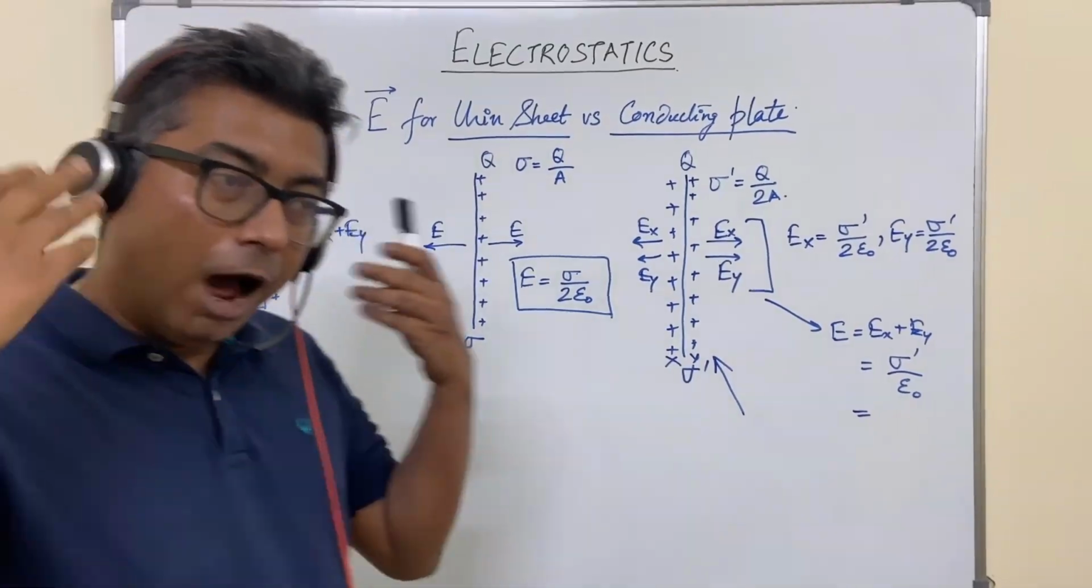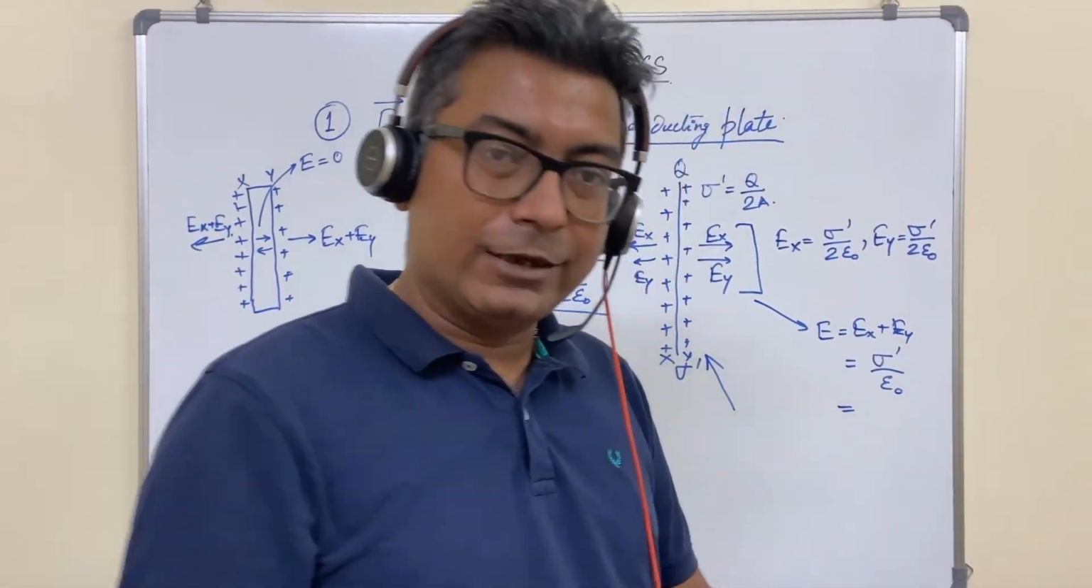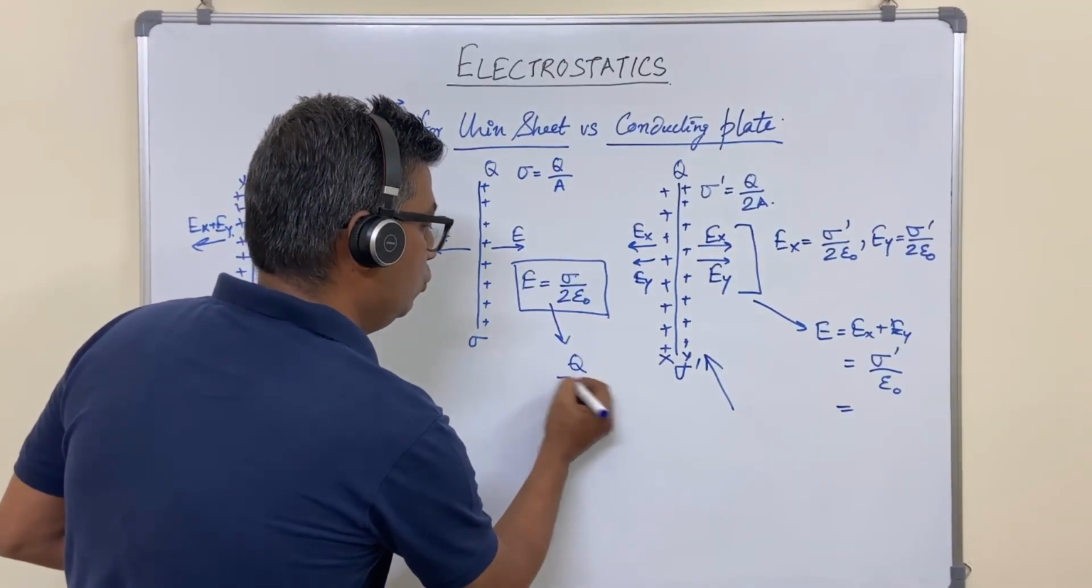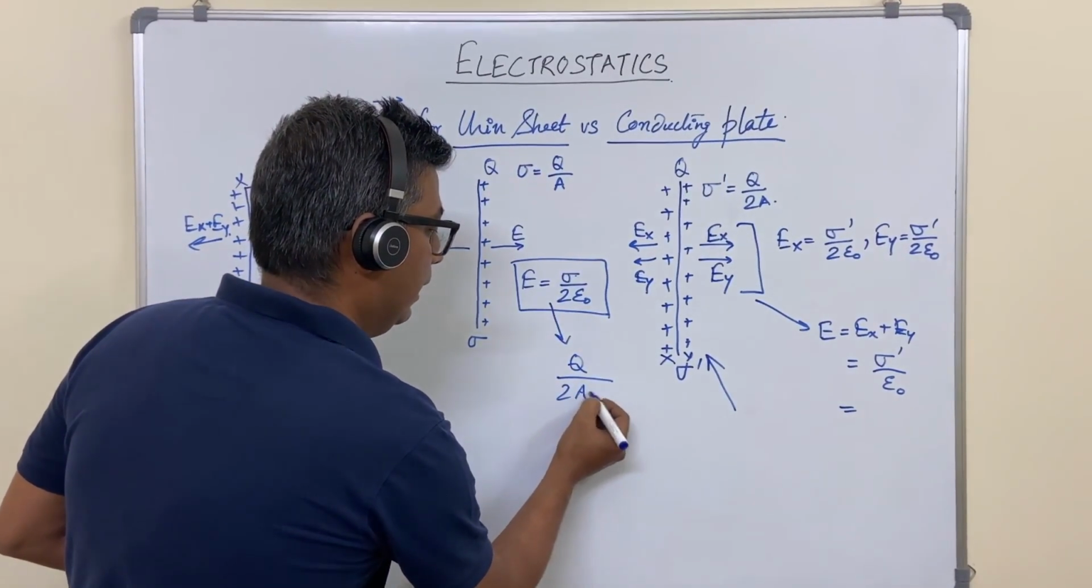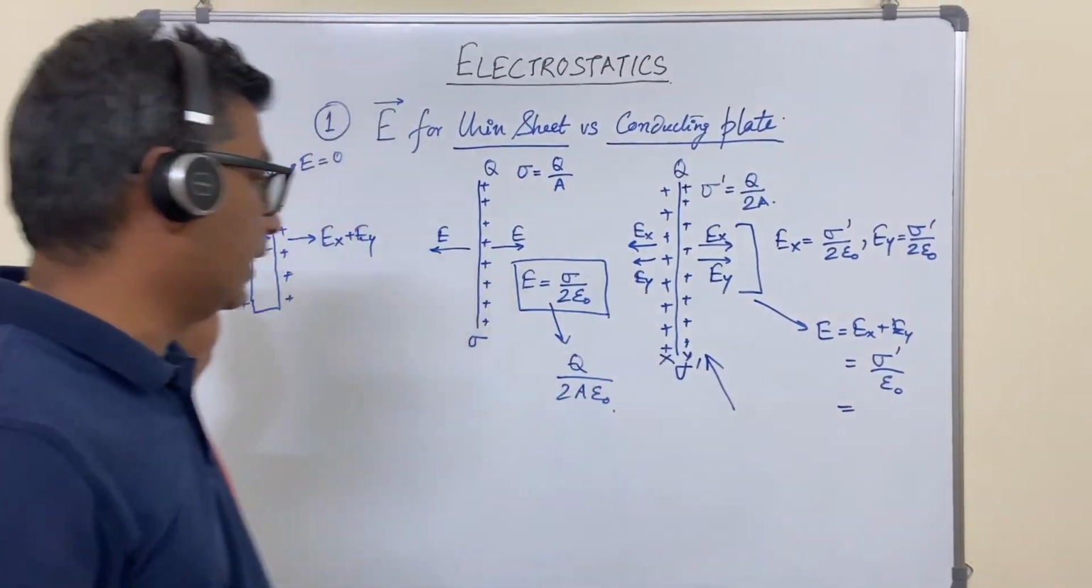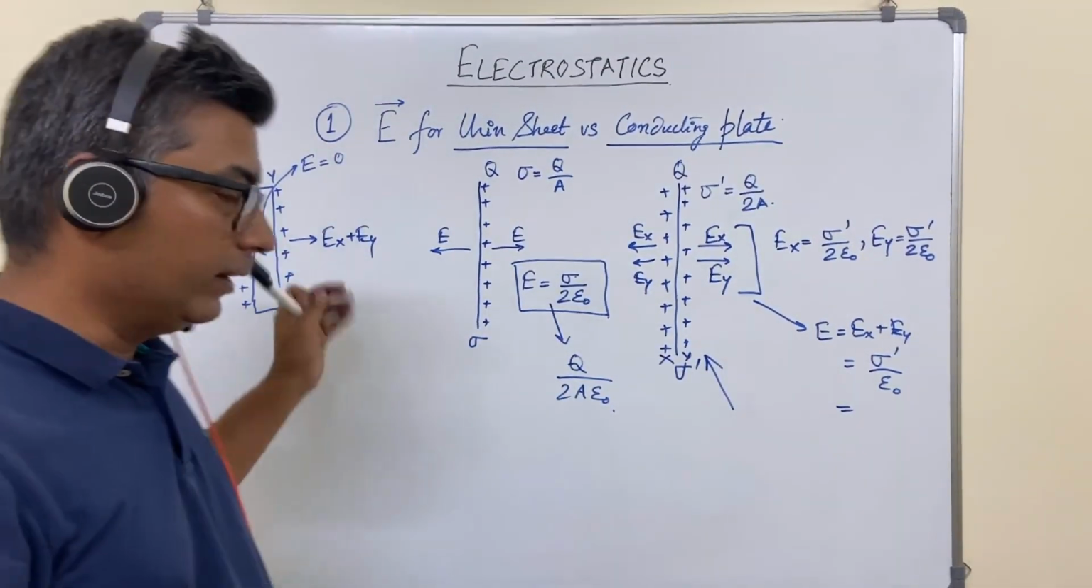So the outcome is the same, which you can represent as, let's say, Q by 2 A epsilon naught. So the same answer will come in both the cases. Okay. Thank you.